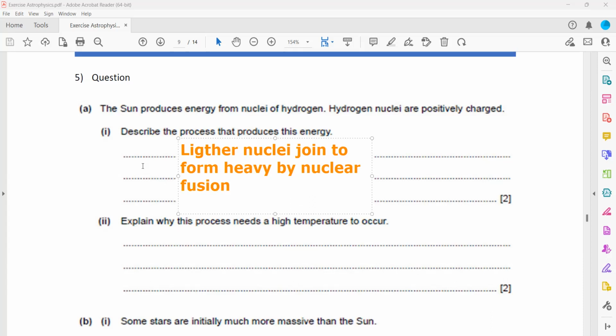So what actually happens is the lighter nuclei, which are hydrogen nuclei, you have to use the term lighter, like the standard definition, it should be lighter nuclei. So you can mention lighter nuclei join together to form a heavier nucleus and release energy. Because these are all exothermic reactions, they all release energy.